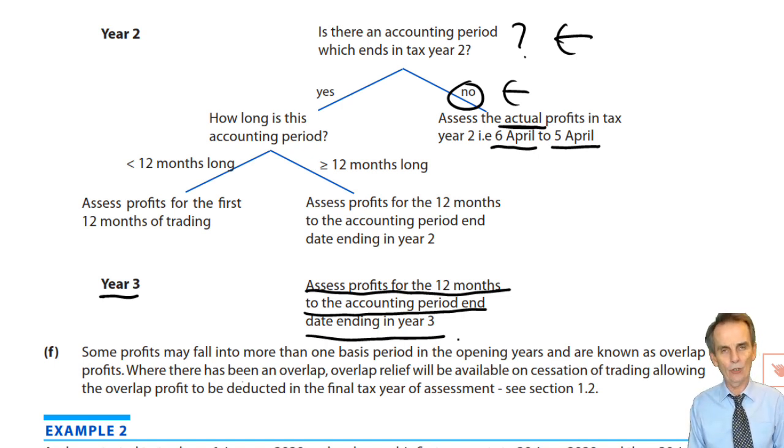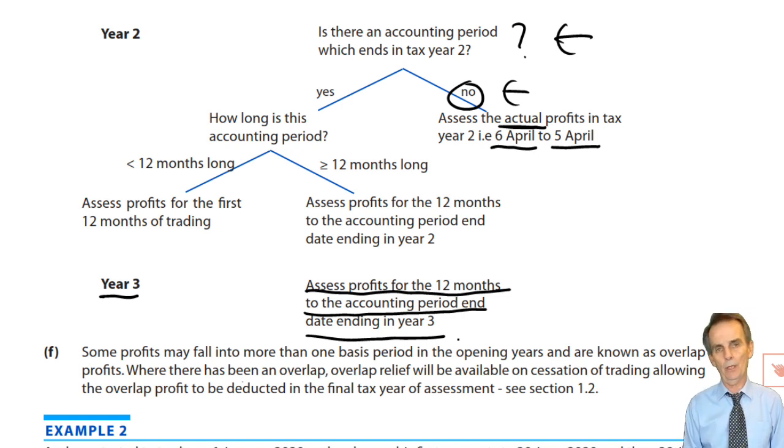So in the previous session, we saw what happened if you started trading with a long opening period. And that long opening period ended in the second tax year. Which 12 months of profit would we take and assess? We would take the last 12 months of that long opening period. The 12 months to the accounting period end date ended in the second tax year. All that we're now facing is we do that, we use that basis of assessment now in the third tax year. Because we do not have any accounting date ended in year 2, we have an accounting date ended in year 3, it is a long period.